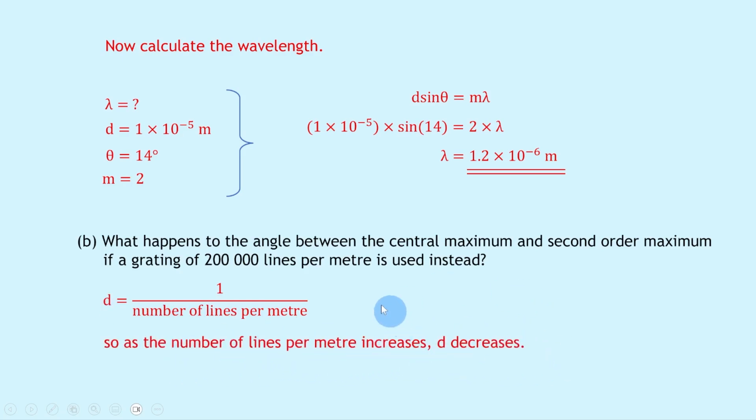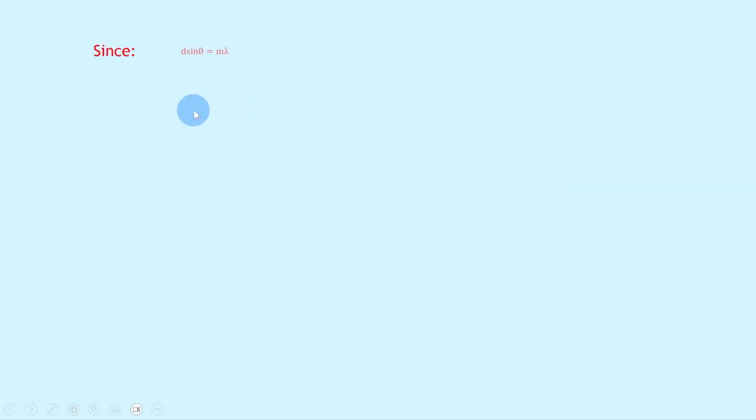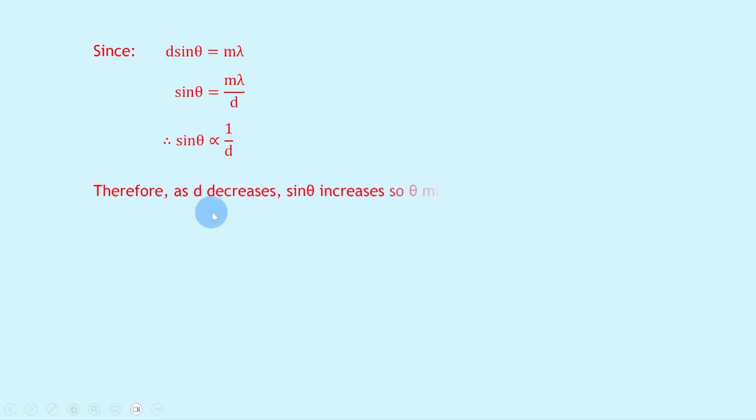And then we can rearrange the grating equation to think about how d is going to affect the angle. So since d sine theta equals m lambda, we can rearrange for sine theta by dividing both sides by d to get sine theta equals m lambda over d. And then we can ignore the m and lambda and say that sine theta is directly proportional to 1 over d. And we've just said that doubling the number of lines per meter will decrease the slit separation d. So we can say that as d decreases, sine theta increases, and so theta must increase as well, i.e. the angle to the maximum theta increases if we double the number of lines per meter.